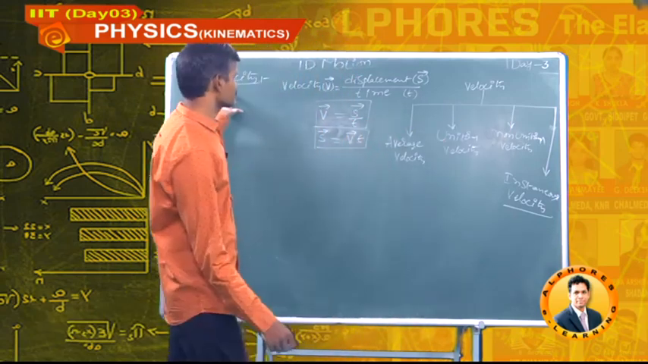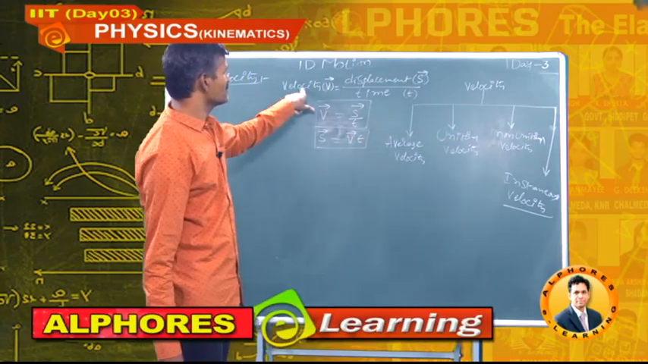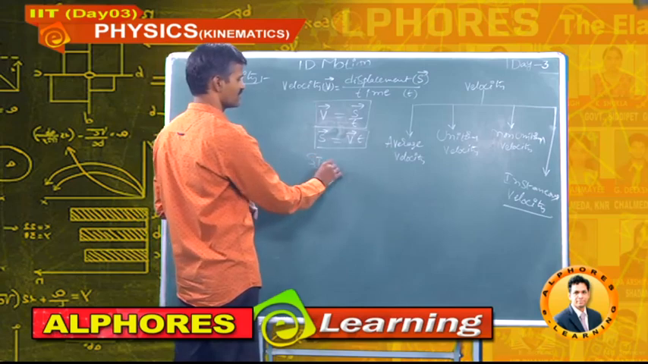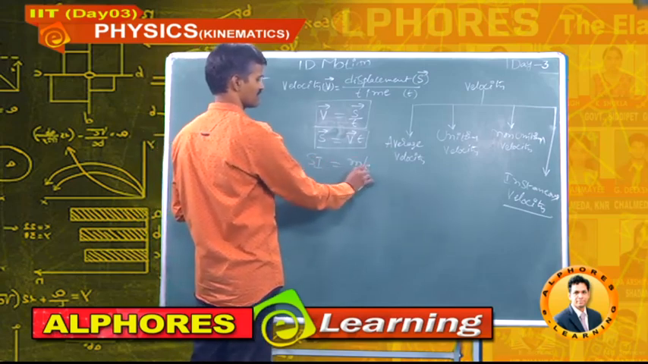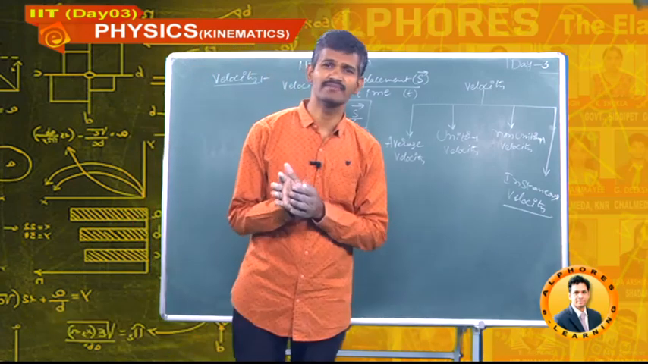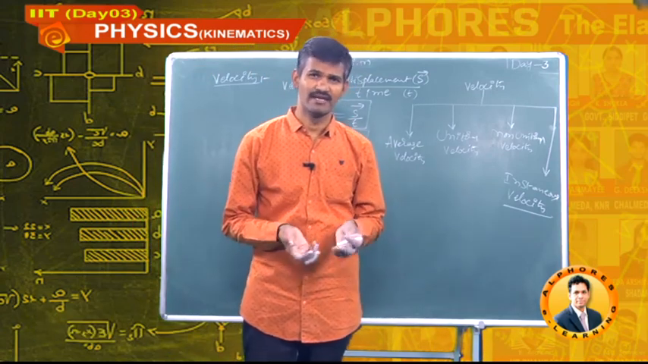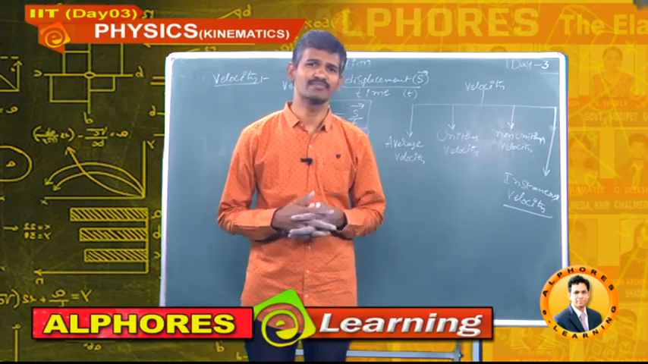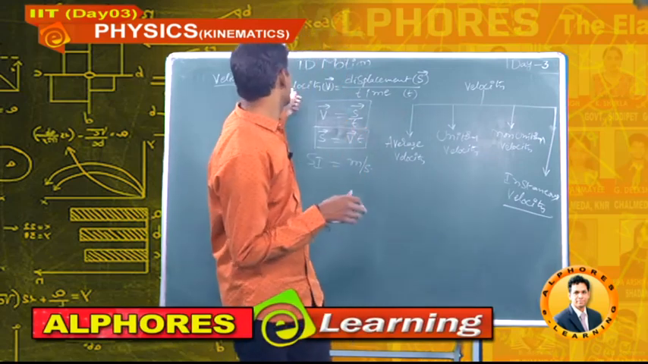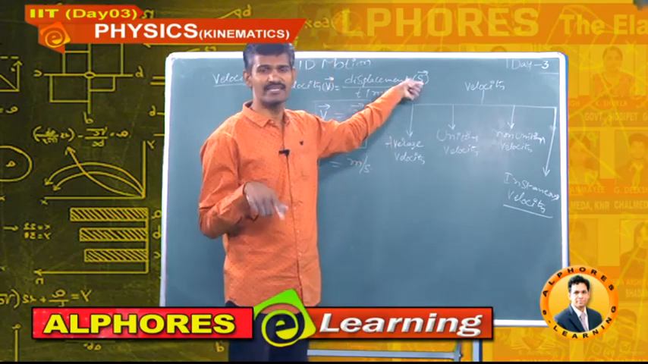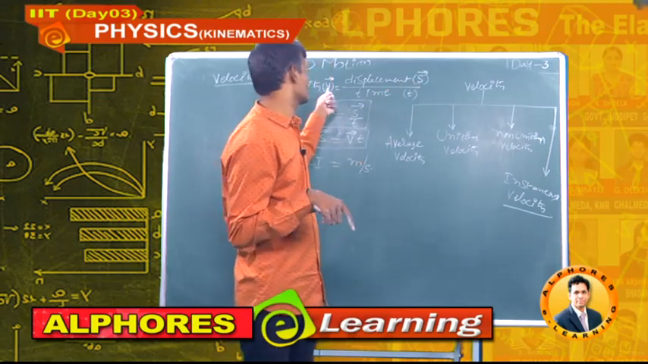What are the units of velocity? SI unit of velocity is meter per second. What is the basic difference between speed and velocity? Speed has no direction. The body can move in any direction, then that can be treated as speed. But in case of velocity, direction is important. In which direction the body is moving, that is important for velocity.